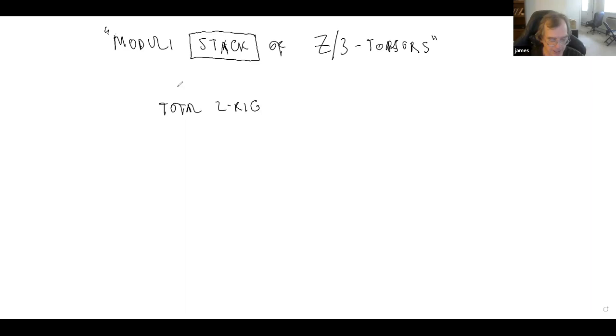So we have total 2-rigs, but another thing that we have is something which, from the algebraic viewpoint, you call a commutative Hopf algebroid. And I'm pretty sure we've mentioned these pretty recently. Commutative Hopf algebroid.